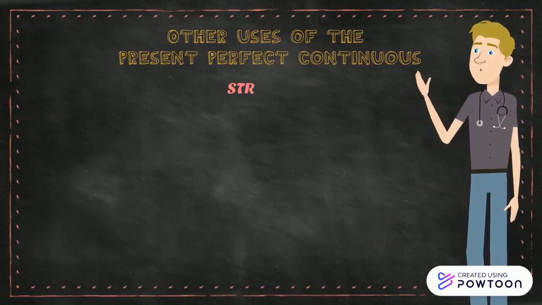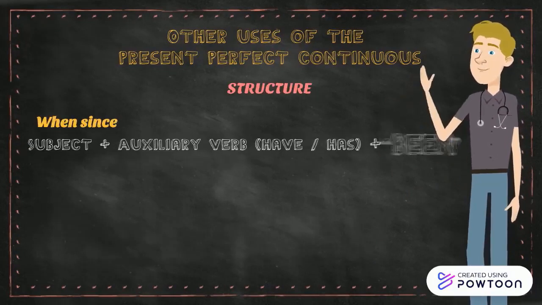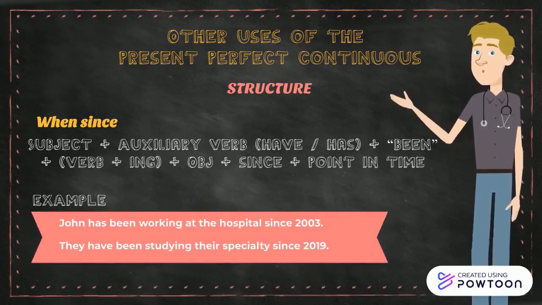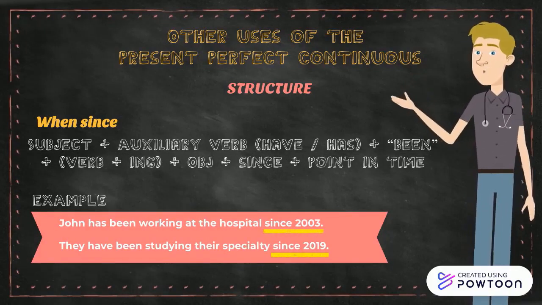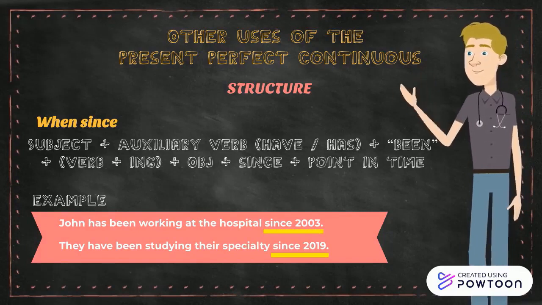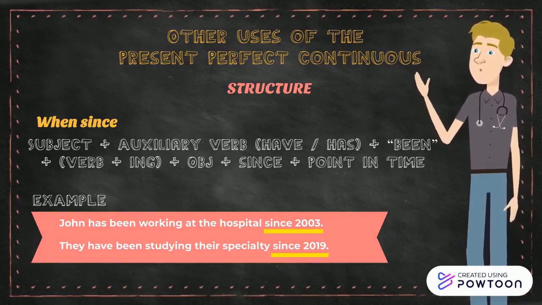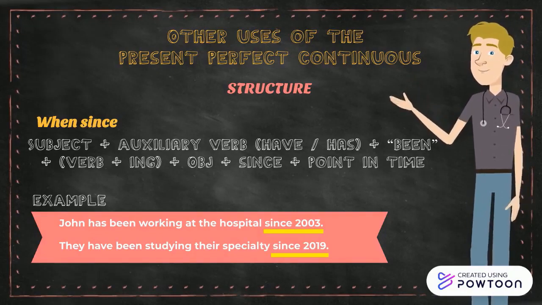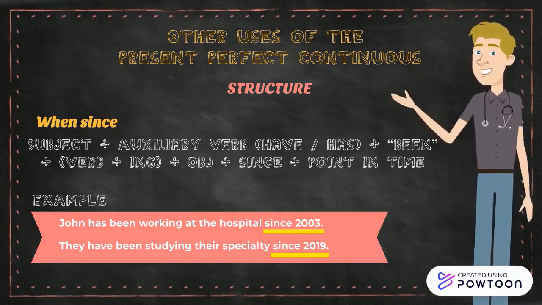Other uses of the present perfect continuous. Structure, when since: subject plus auxiliary verb have, has plus been plus verb plus ing plus obj plus since plus point in time. Example: John has been working at the hospital since 2003. They have been studying their specialty since 2019.